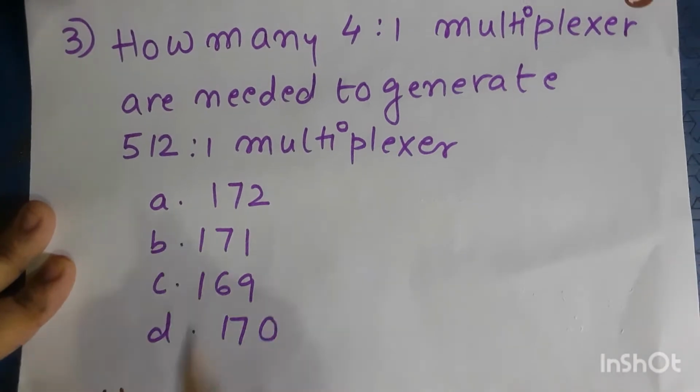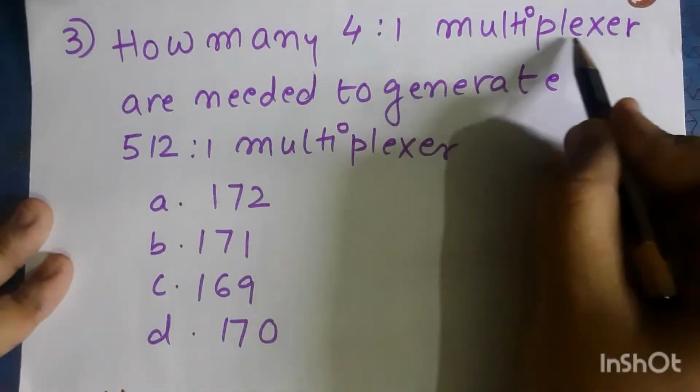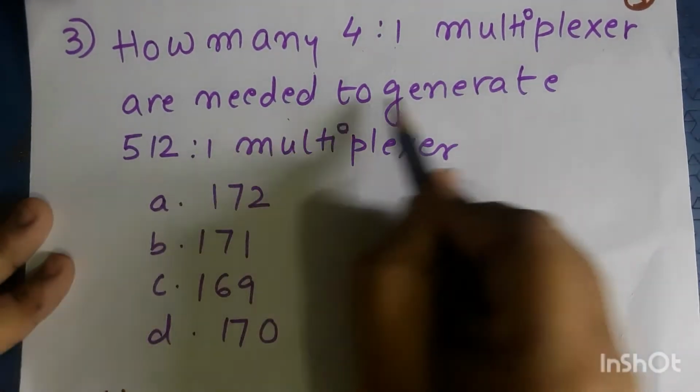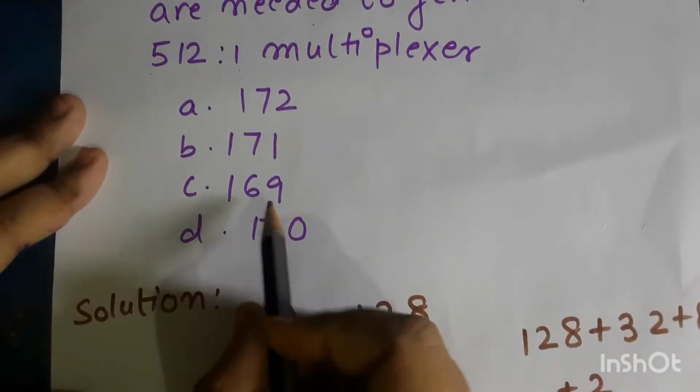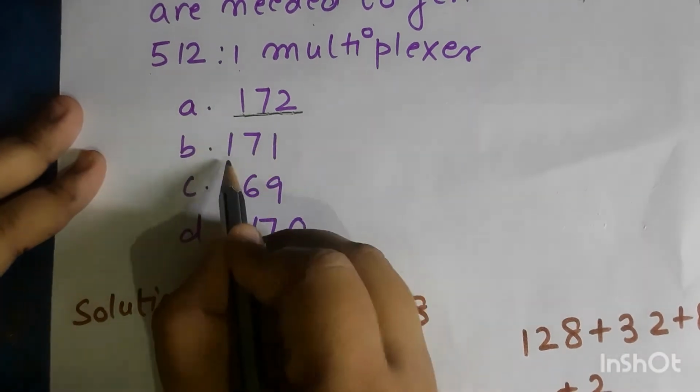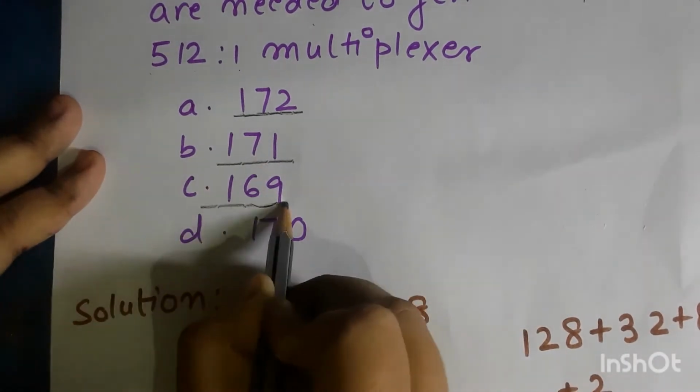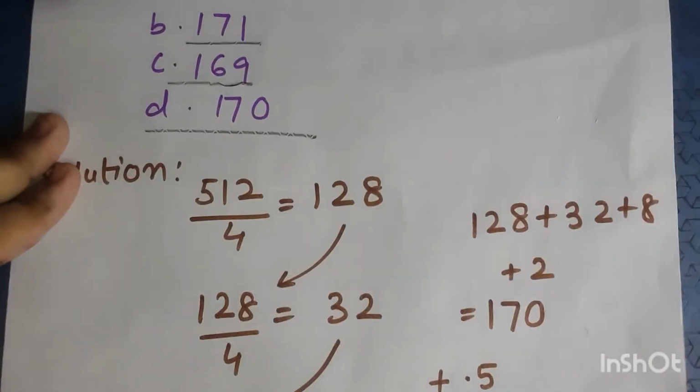Question number 3. How many 4:1 multiplexers are needed to generate a 512:1 multiplexer? What are the options given? 172, 171, 169 and 170.